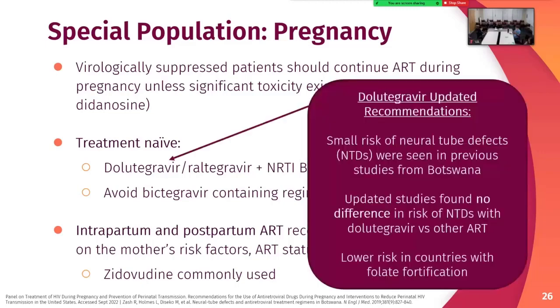This is kind of interesting because previously dolutegravir was not recommended in pregnant patients. This data and recommendation really came from one Botswana study that showed a higher risk of neural tube defects in patients that took dolutegravir. However, updated studies have found really no difference in the risk of neural tube defects in our dolutegravir-containing products versus other ART regimens. And we really don't see this concern in countries that have folate fortification in their food, like the United States, so it's not really much of a concern anymore. So that's why you'll see the guidelines recommending dolutegravir.